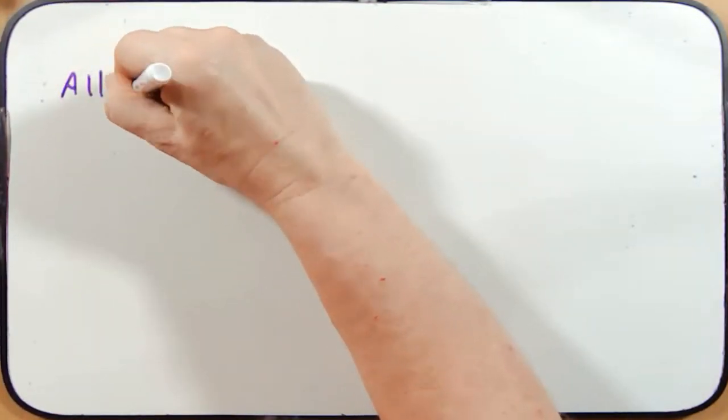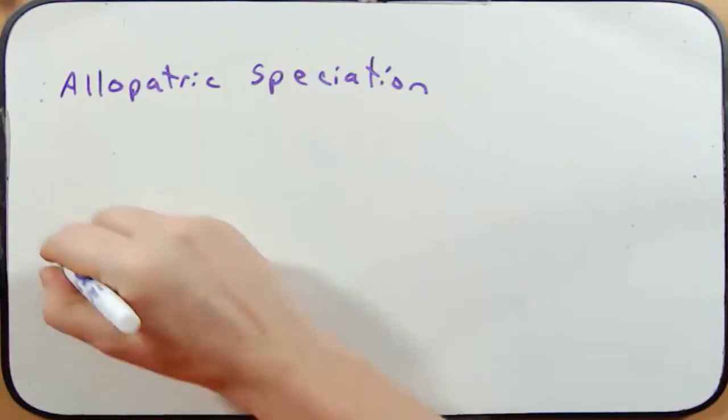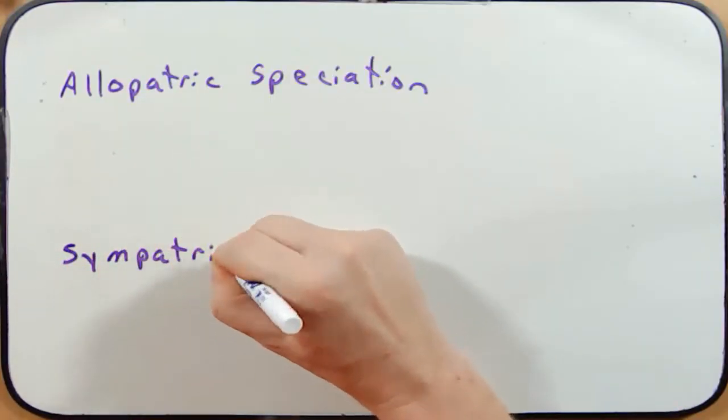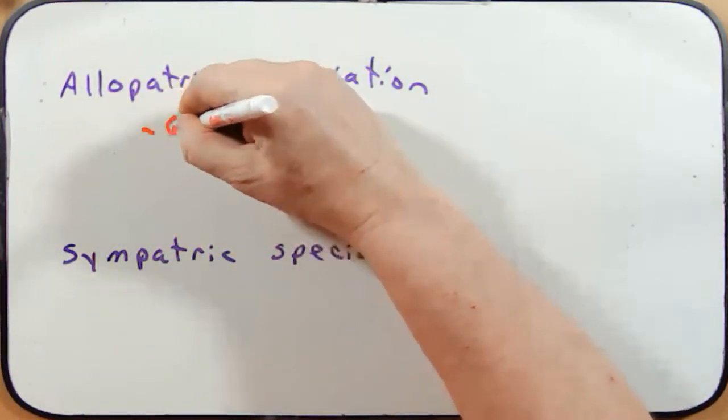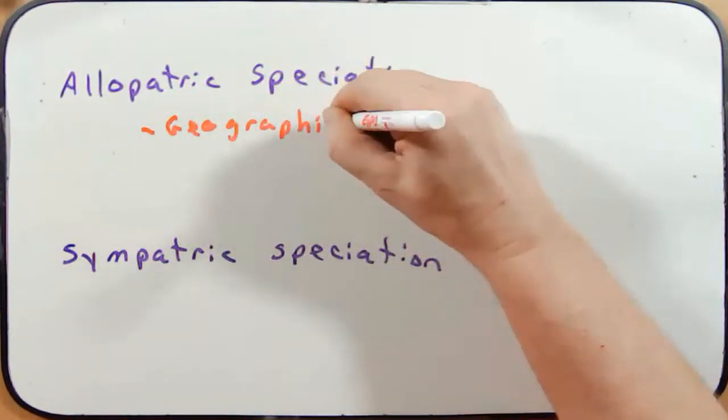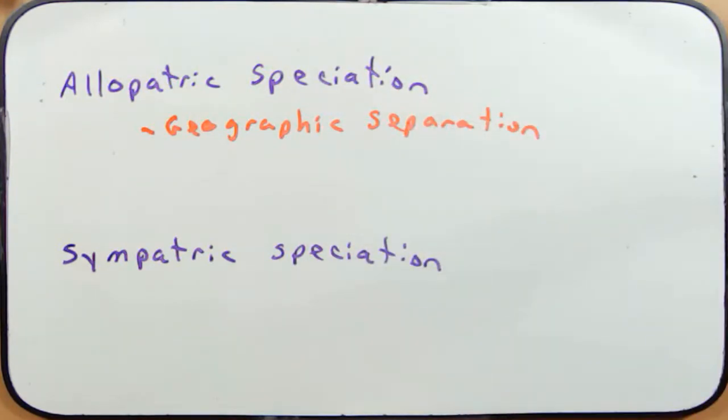Now, before we start talking specifically about allopatric and sympatric speciation, let's begin with just a simple definition of each of those two types of speciation. So we have allopatric speciation and we have sympatric speciation. In general, we can think of allopatric speciation as any event that leads to new species based upon a geographic separation. You have one population and they become geographically separated from each other, and now each side can evolve into new species.